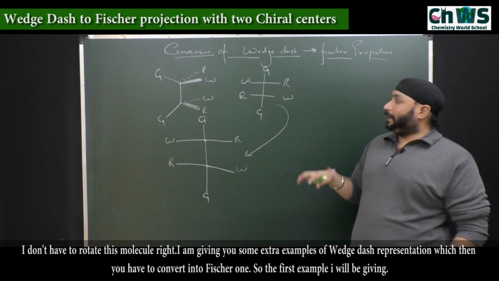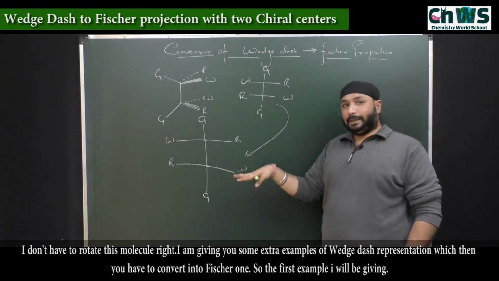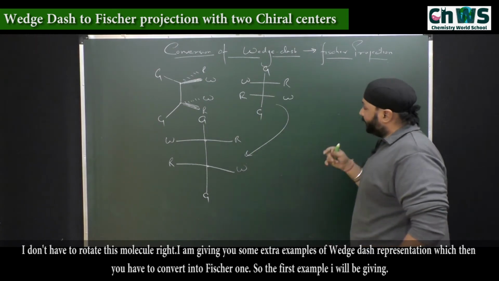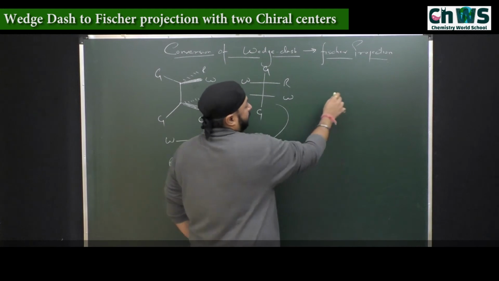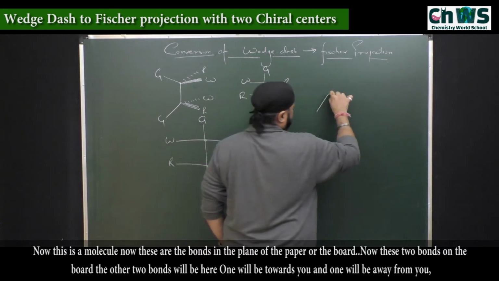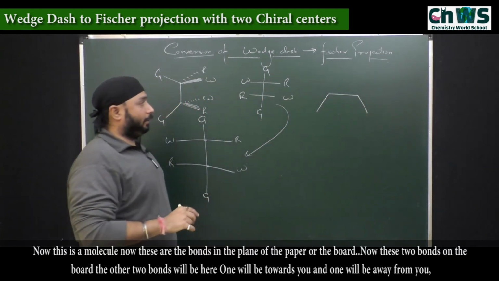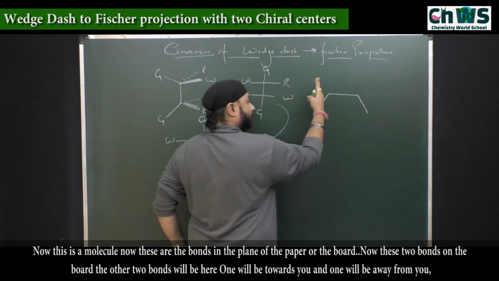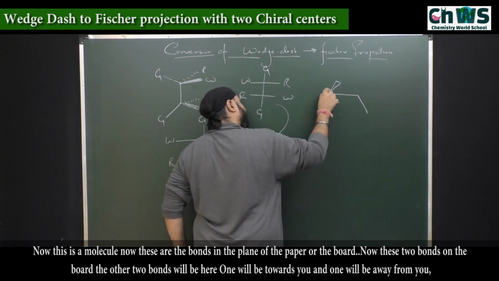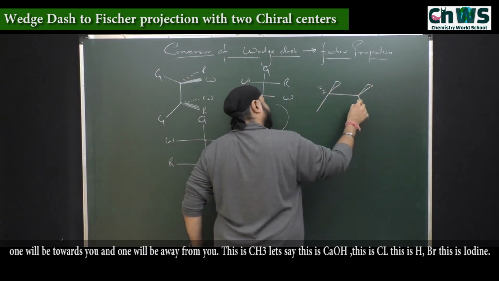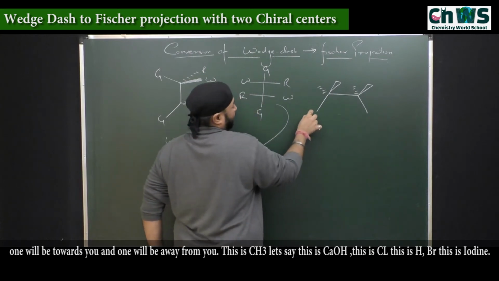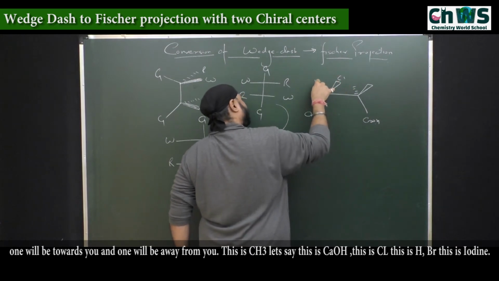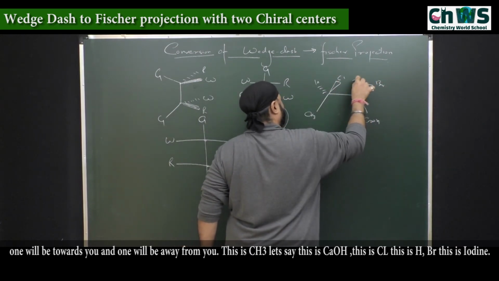So I am giving you some extra examples of wedge dash representation which you have to convert to Fischer ones. Okay. The first example I'll be giving here. Now listen. Now this is the molecule. Now these are the bonds in the plane of the paper or board. Now these two bonds in the plane of the board, the other two bonds will be here. One will be towards you, other will be away from you. One will be towards you, other will be away from you. This is CH3, let's say, this is COOH, and this is Cl, this is H, this is Br, this is iodine, let's say.